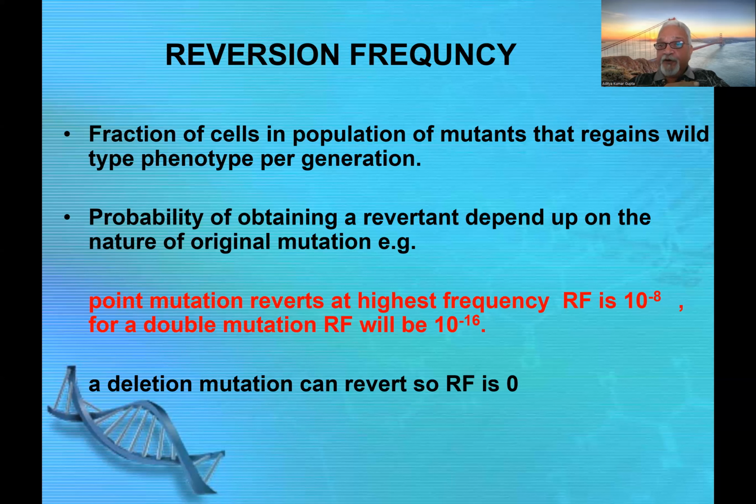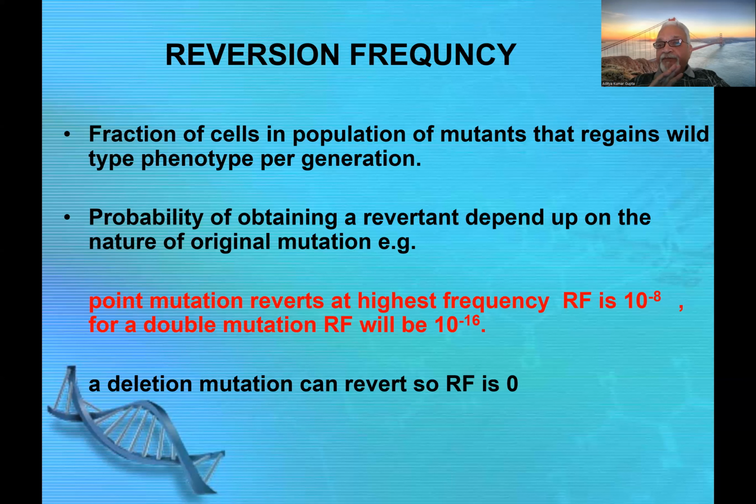So it is the indication for the original mutation. What was the original mutation? From where the reversion is taking place. So that can be determined by looking at the reversion frequency. Okay, so it can be point mutation, it can be double mutation, and if there are insertions, deletions of larger size of DNA sequences, there the reversion frequency is 0. Those kind of mutations cannot be reverted back.